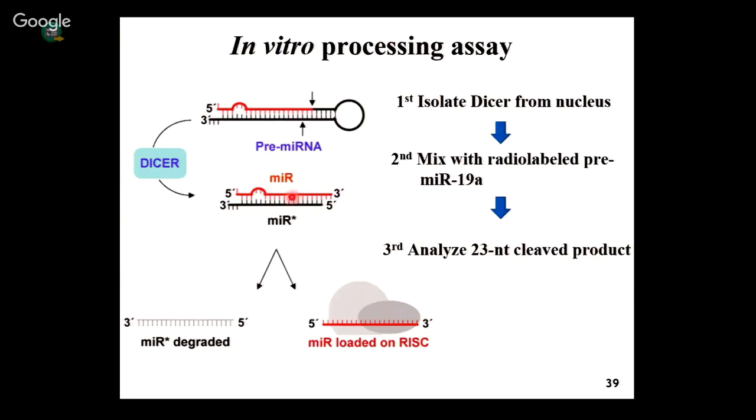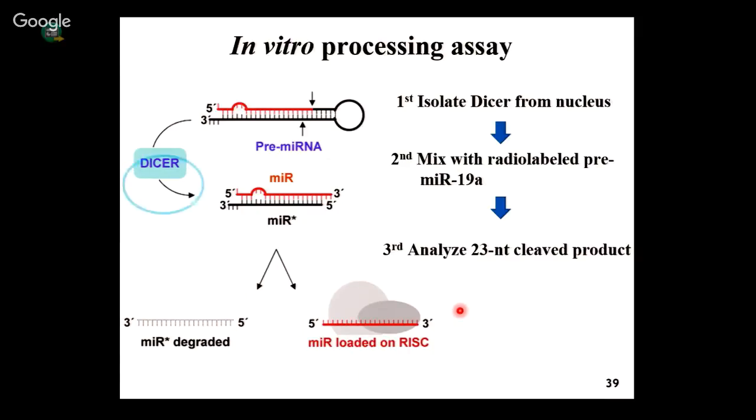So to further investigate the potential for the microRNA pathway to operate in the nucleus, they perform an in vitro processing assay to test the ability of Dicer. Dicer, as we know, is an enzyme that can process precursor microRNA, cleaving their stem-loop structure and generating a mature microRNA that is loaded onto the RISC complex.